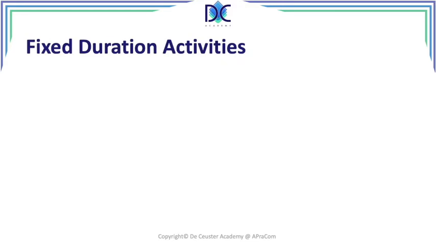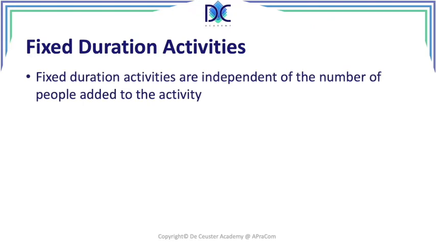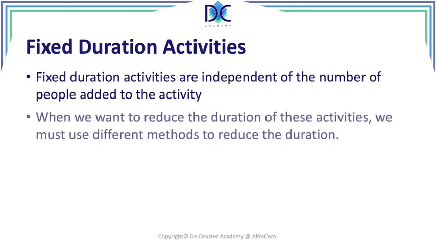Let's first have a look at what we call fixed duration activities. Fixed duration activities are independent of the number of people added to the activity. We want to reduce the duration of these activities, but if we want to do that, we have to use different methods. It doesn't work by adding more people.